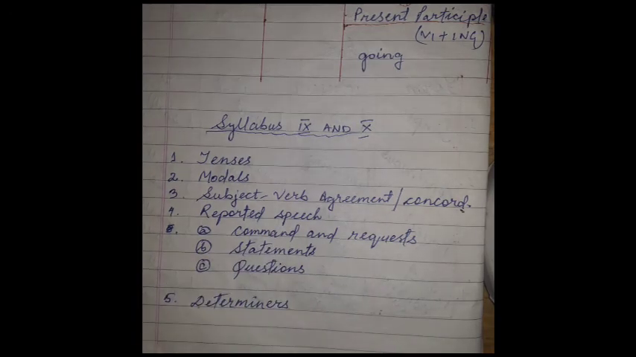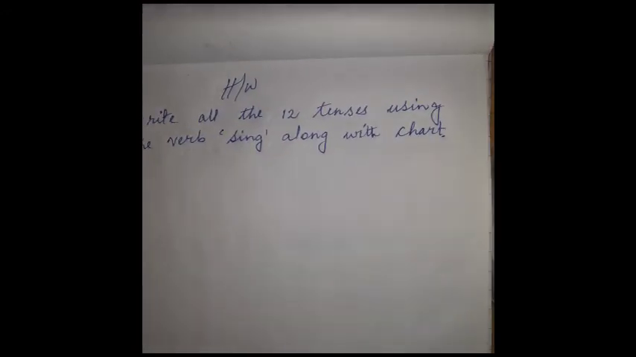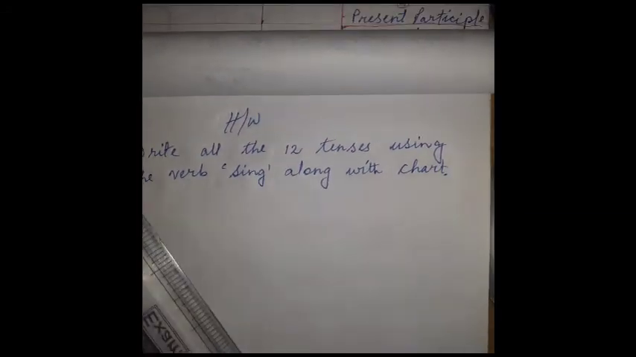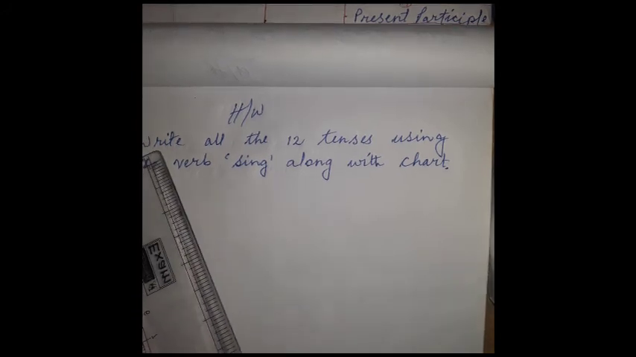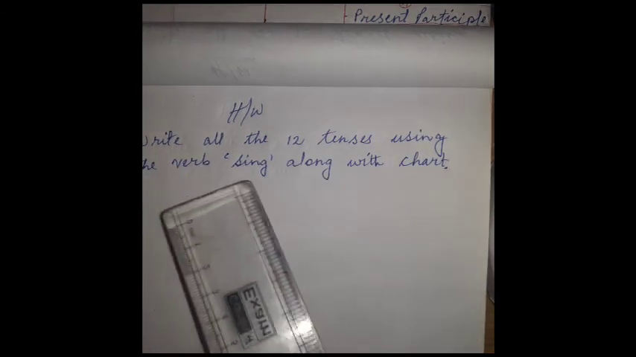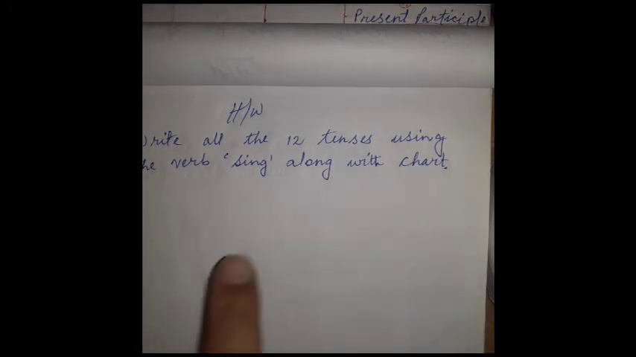And I'm going to give you homework for today. If you could bear with me for a second. So this will be your homework for today. I'm sorry that it's not very clear. Let me dictate. Write all the 12 tenses using the verb sing, S-I-N-G, along with the chart. I'm pretty sure that you have understood the question. And remember to submit your homework in time. And please take it very seriously while sending your homework, or else you will not get marks for the homework submission.